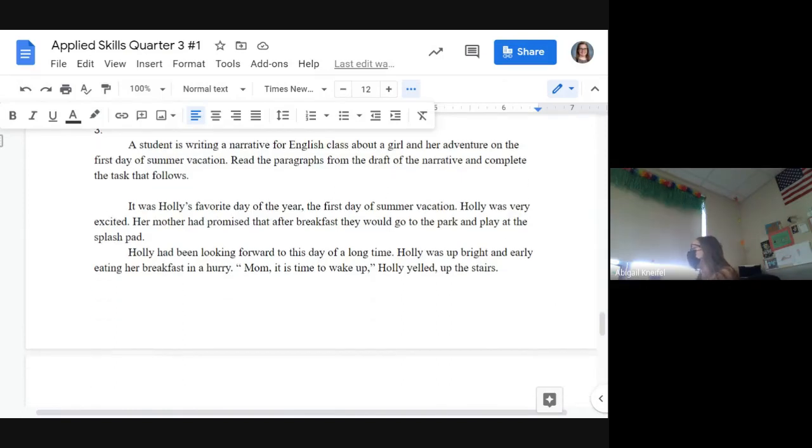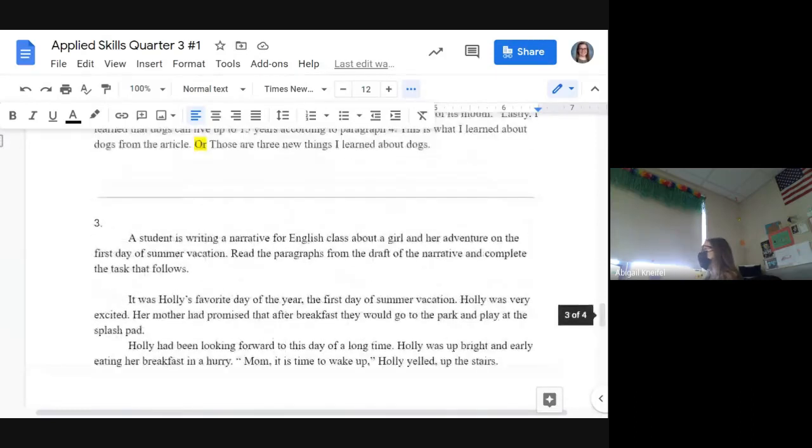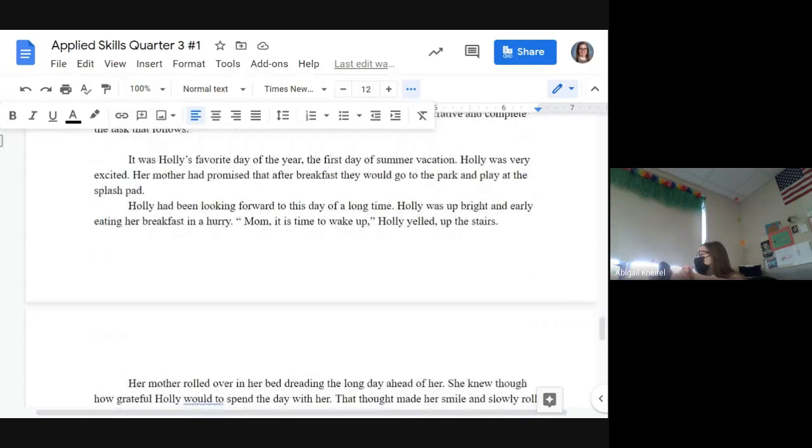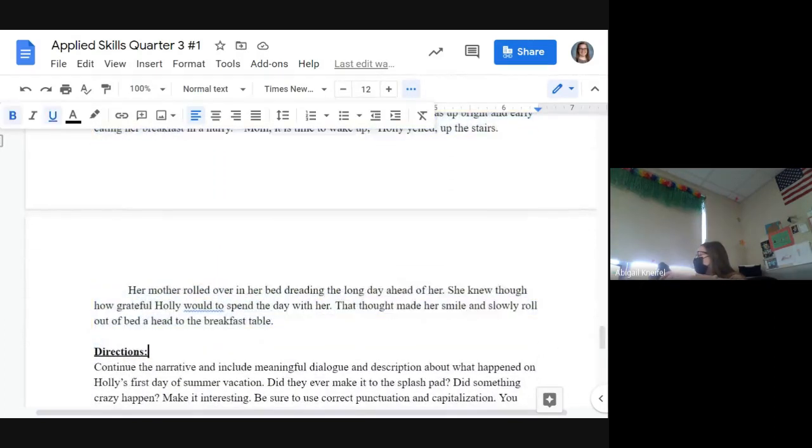So this one, again, it has the words before and then the directions, okay? So follow along as I read the words. A student is writing a narrative for English class about a girl and her adventure on the first day of summer vacation. Read the paragraphs from the draft of the narrative and complete the task that follows. So those are the directions. Well, that's actually like the intro. Here's the paragraphs and then here's the directions.